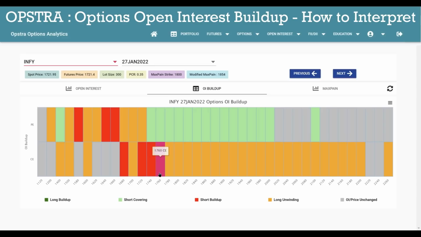So for example, in that case, there should be some short buildup in the put options, and there should be some short covering on the call option side. Then you will be confident that there might be a chance that Infosys might go up. So this increases your odds if you combine with another system rather than individually going with one system alone. You develop the confidence by combining those two systems.